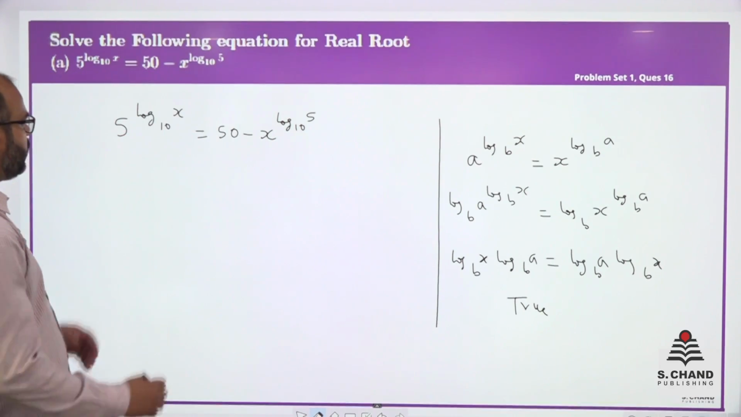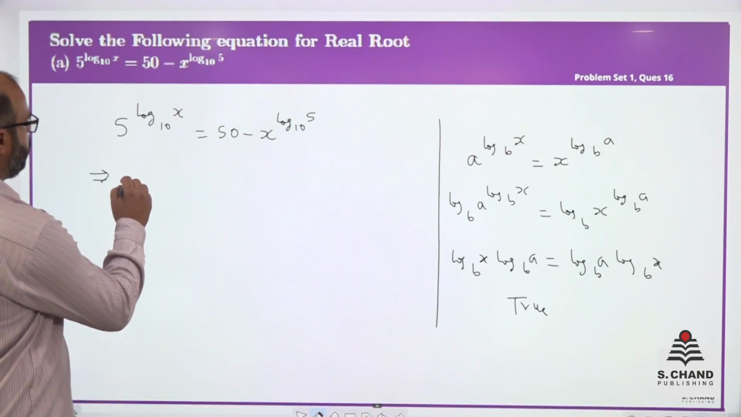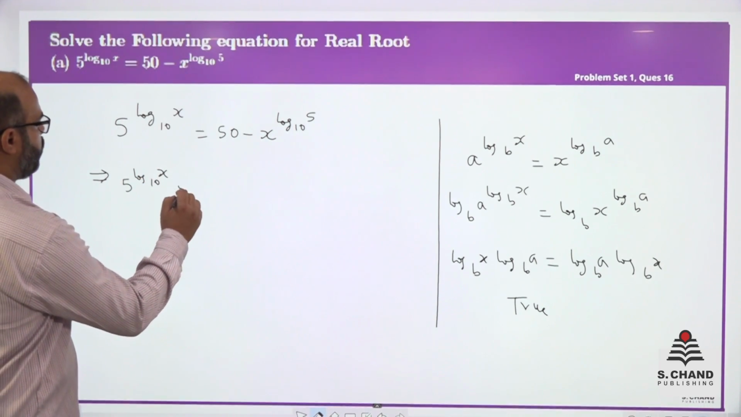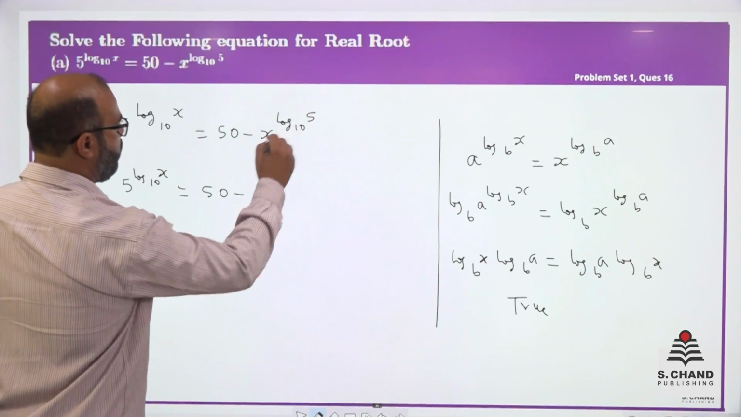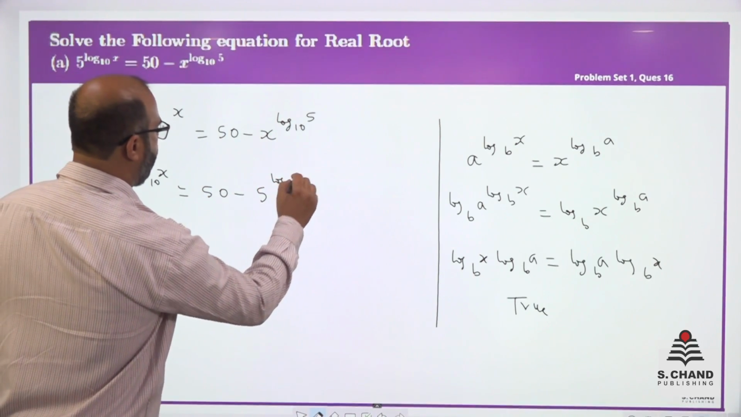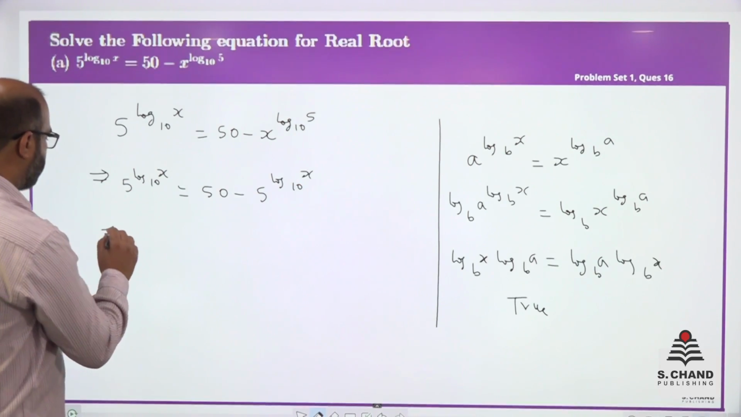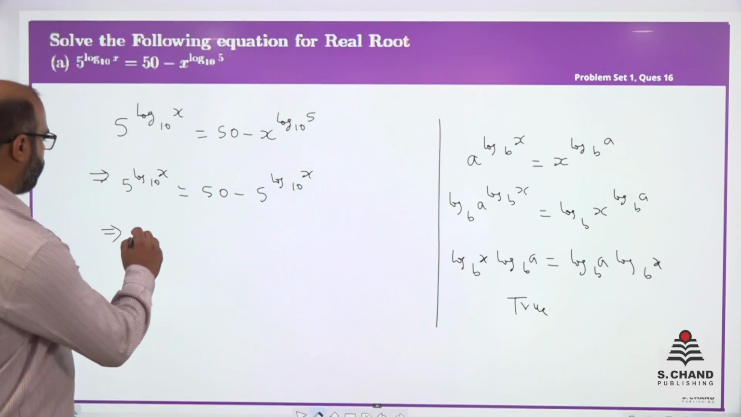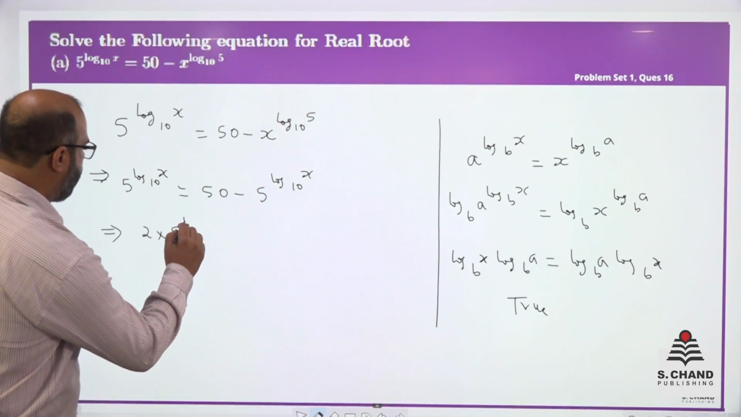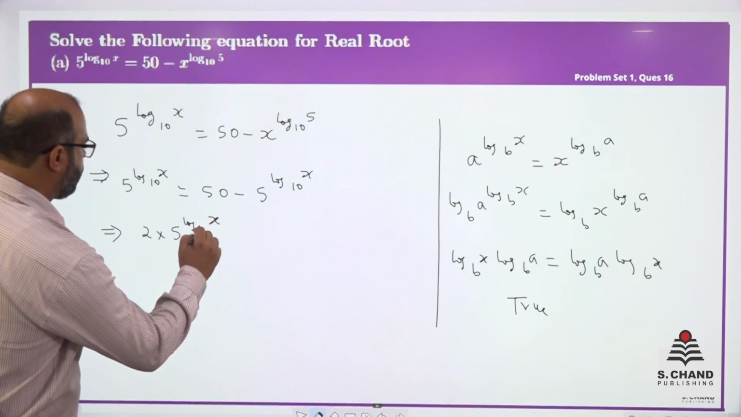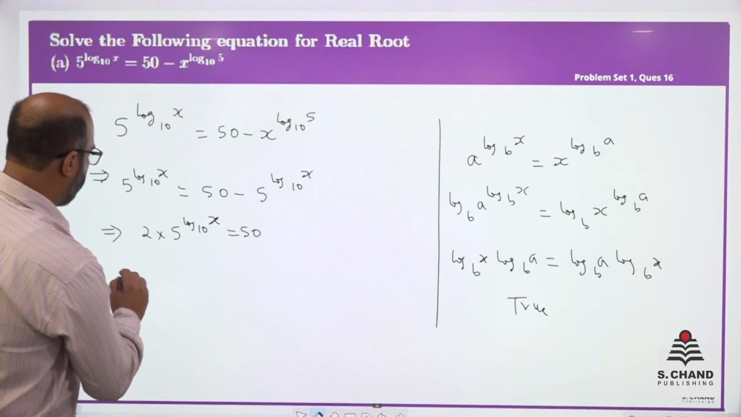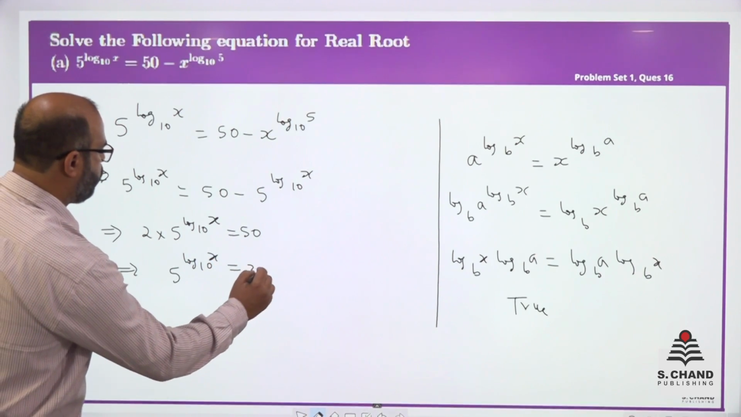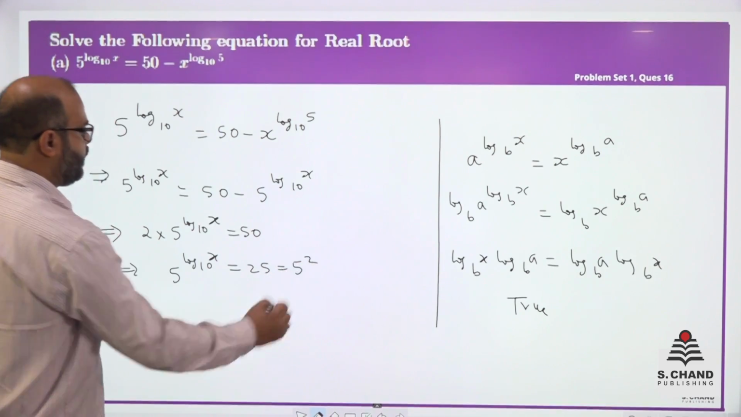So by using this we can say that this is x to the power 5 to the power log of x to the base 10 is equal to 50 minus, here 5 and x will interchange, 5 to the power log x to the base 10. Now let us take this term and this term on the same side. So it will become 2 into 5 to the power log of x to the base 10 is equal to 50. Now in the next step, 5 to the power log of x to the base 10 is equal to 50 upon 2, which is 25, which is 5 square.